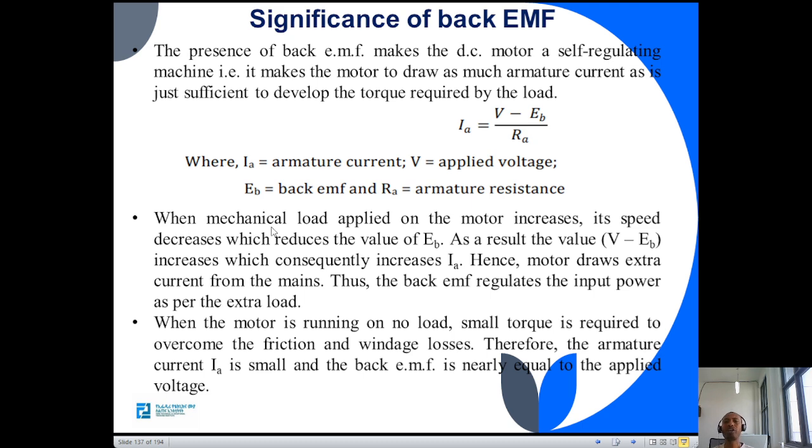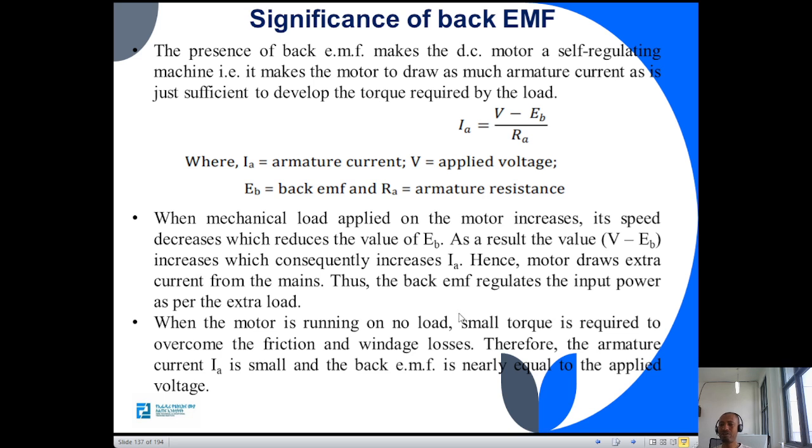It says here, when the mechanical load on the motor increases, obviously its speed will decrease. Load increase means speed decreases. Speed decrease means EB is reduced. If EB is reduced, V minus EB increases. If this difference increases, IA increases, obviously. Hence the motor draws extra current IA from the mains.